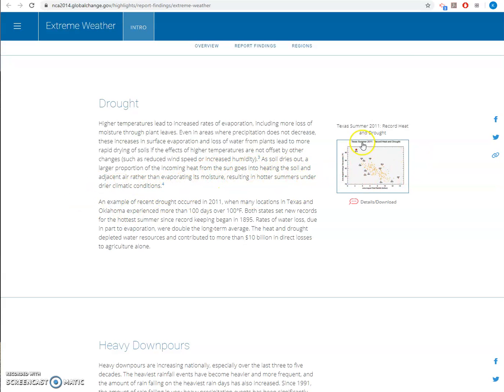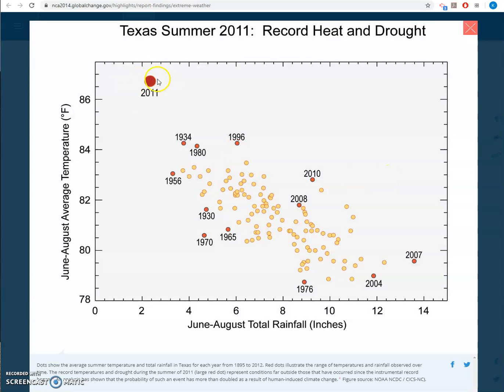So less water in the soil, right? So that lowers the heat capacity of the soil. That's not good either. So here you can see Texas summer 2011.